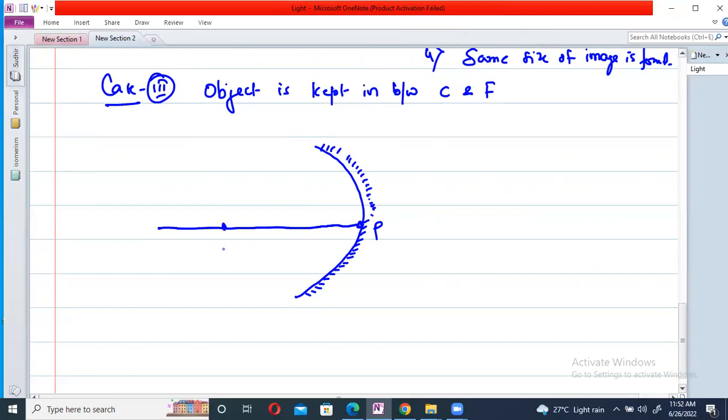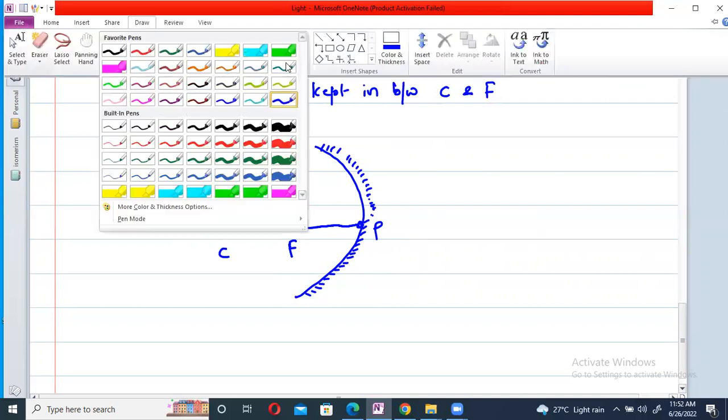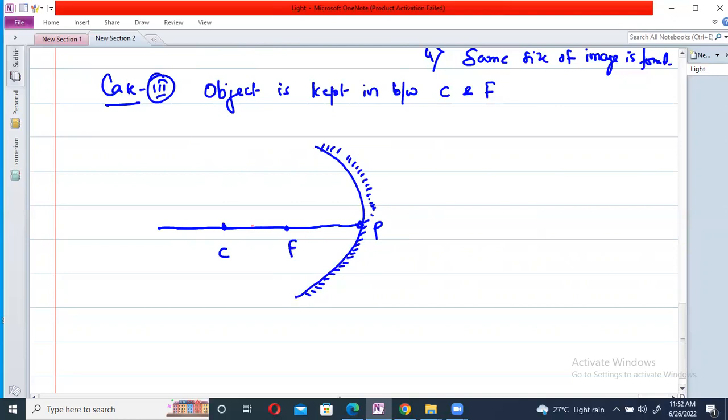Kept in between C and F. This is C. This is F. If you are taking this distance as 2 centimeter, 2 centimeter, 4 centimeter, 4 centimeter, now I'm going to keep the object in between C and F. So the object should be shown with the red color. It is kept in between C and F. So this is the object I kept here.